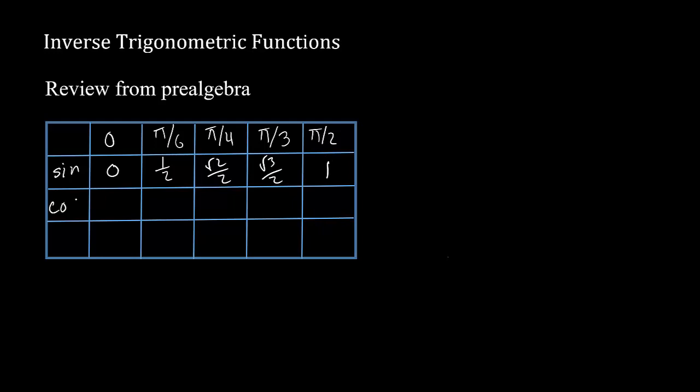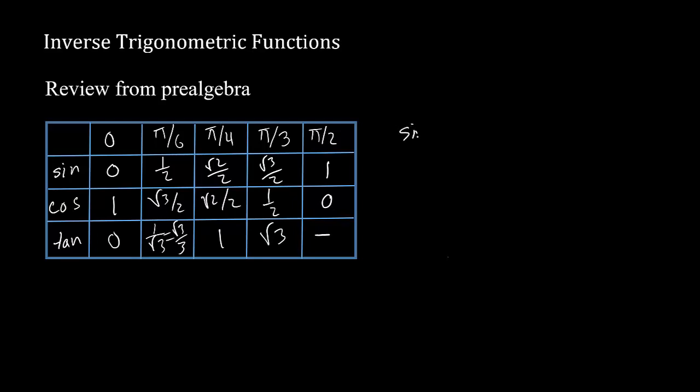Now the cosine values will be from the opposite direction. You write first 1, then radical 3 over 2, then radical 2 over 2, then 1/2, and then 0. So these are your sine cosine values. Now when you divide your sine value by cosine, you get tangent, so you get 0 here. This divided by this will give you 1 over radical 3, so you can say radical 3 over 3. This divided by this will give you 1, this divided by this will give you radical 3, and this is undefined.